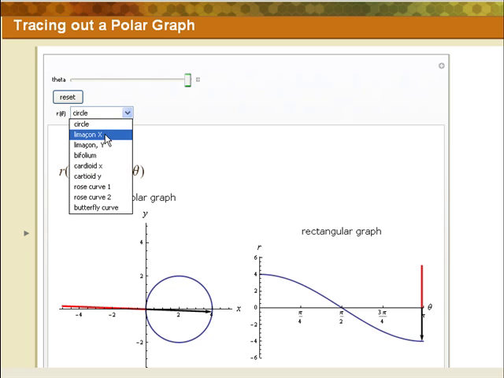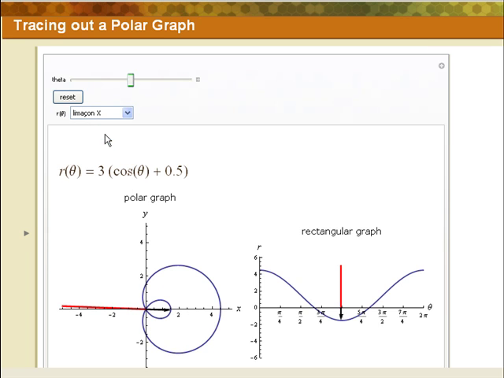So let's try one of these limaçons. Alright, so this is going to be one with a loop. So here we have 3 times cosine theta plus 0.5. You can think of that as 3 cosine theta plus 1.5 if you like. And we'll start back at 0 again. So if we start at 0, we'll notice we're 4 units up here on the x-axis. And so now we're going to start to trace that out.